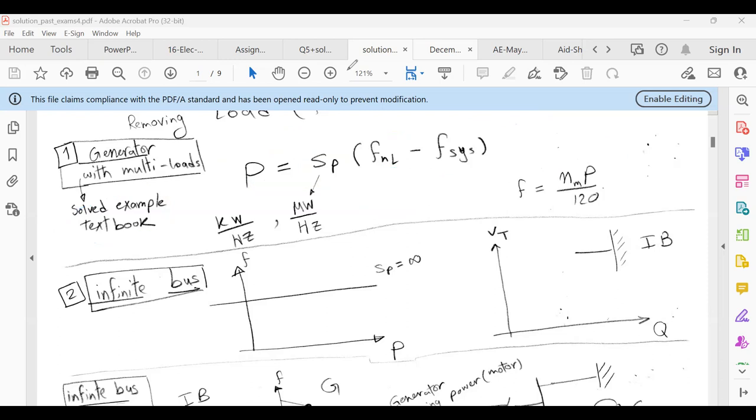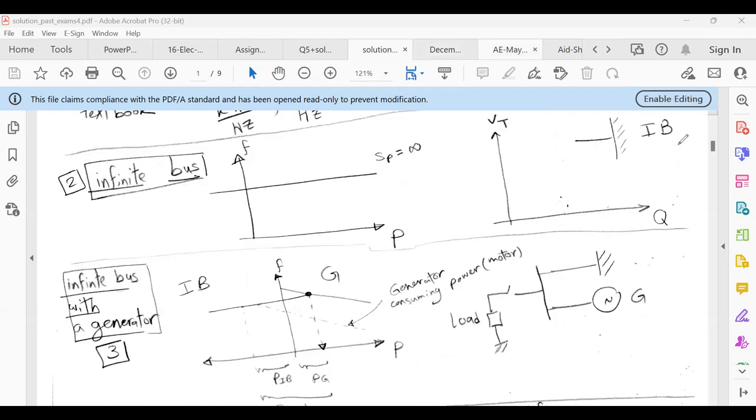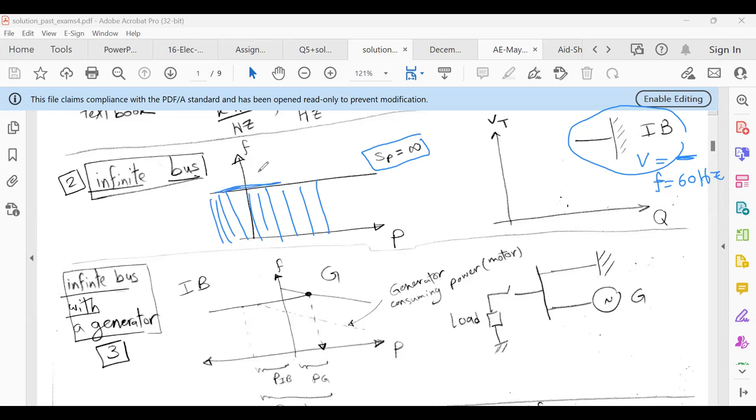The second case is what we call the infinite bus. Infinite bus means it's like a bus in the power system that is very strong. So you have a constant voltage and constant frequency. Whatever you add, the load or the generator, you have a constant frequency, let's say 60 hertz, and a certain voltage, and it's constant again. So if you look at the slope now, the slope is zero or the SP is infinity. If you add any load or generate, the frequency is always constant at 60 hertz, for example. Similarly for the voltage and Q, whatever reactive power you are generating, absorbing, or supplying, you will have the same voltage. This is the infinite bus.